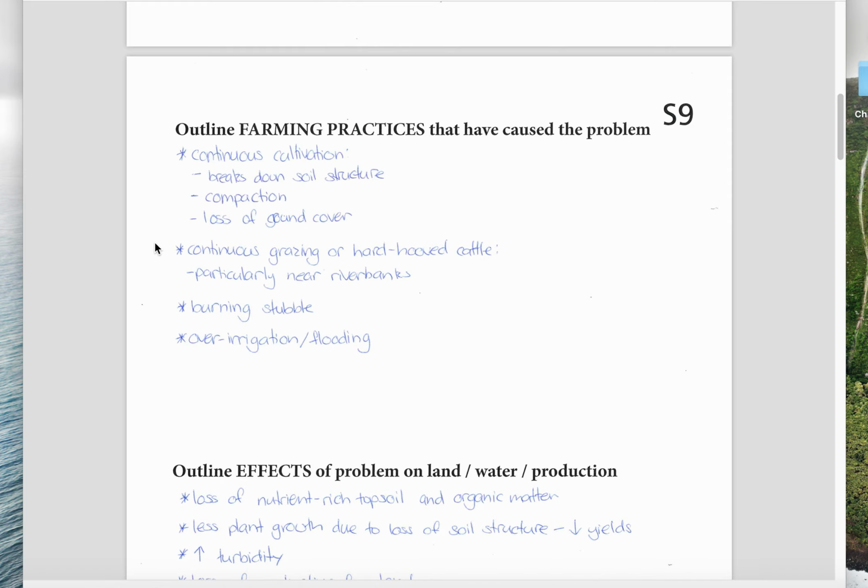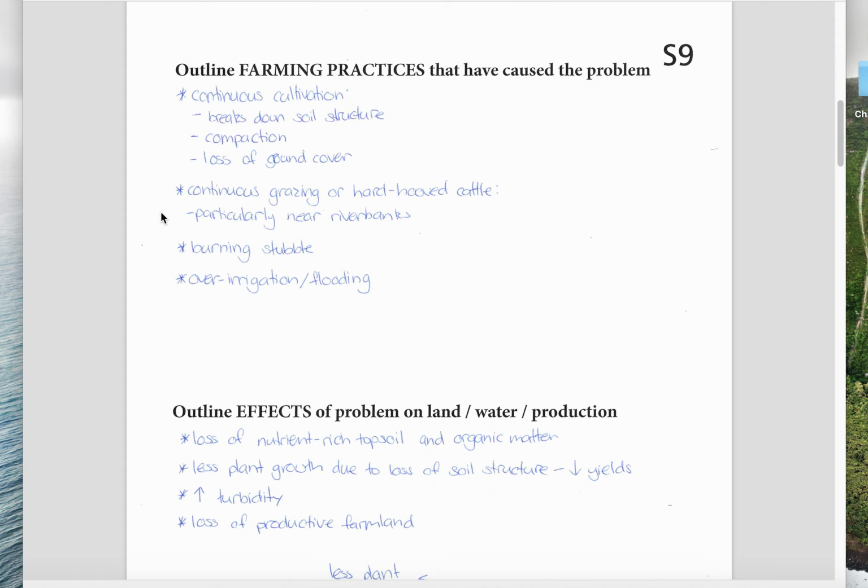Also continuous grazing, so if you've got animals constantly on an area of land, having hard-hoofed cattle in particular, such as near riverbanks, will also cause erosion. The next one is burning stubble. So this is again reducing ground cover. If you have stubble after a crop and you burn it, it removes most of the cover on the soil, and that will then allow wind and water to erode it.